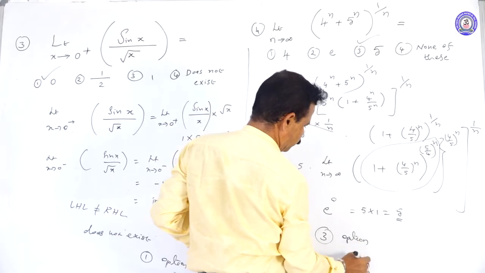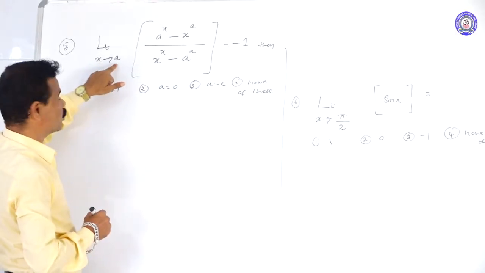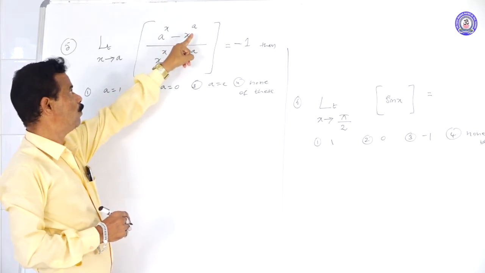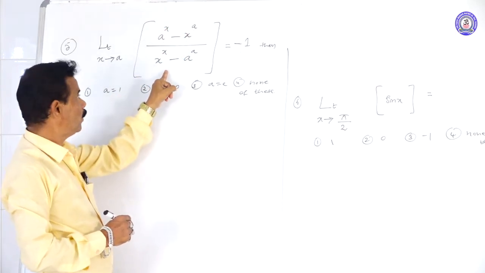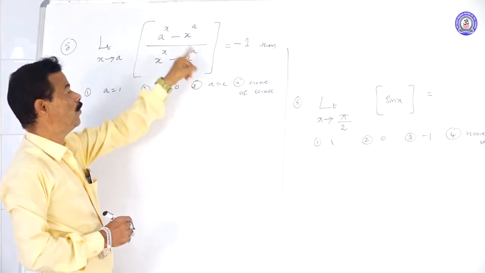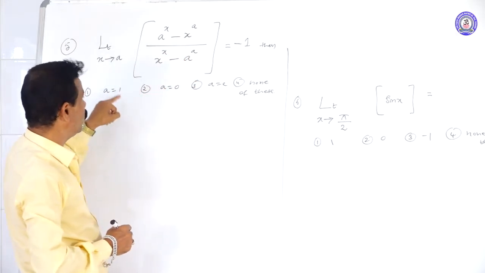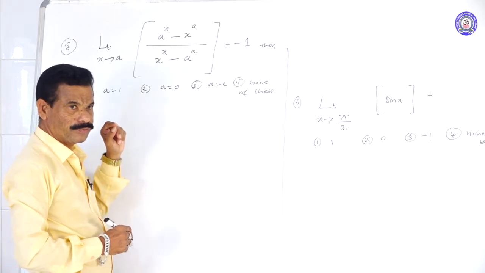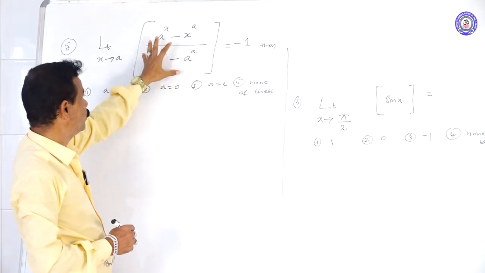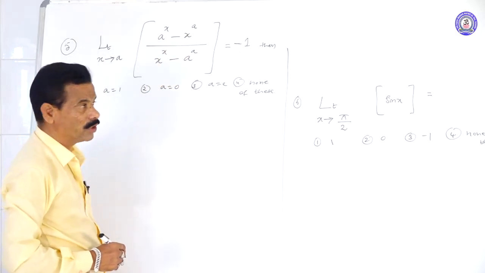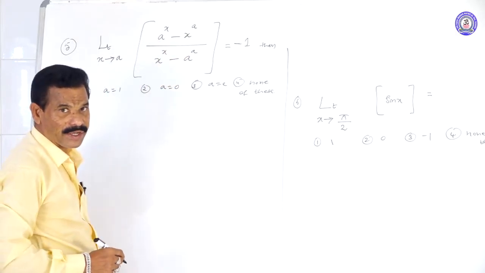Third option. Here the limit as x tends to a of (x^a − a^x)/(x^x − a^a) is equal to −1, given. Then what is the value of a? Here we don't know the value of a. That value is equal to the limit, which is given as −1.